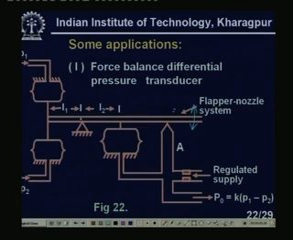Now, if it goes far away, it cannot go far away either, because in that case also this pressure will increase. So, stabilization will come. So, regulated supply is coming, P0 equal to K (P1 minus P2). You see this is P1 and this is P2, coming through two differential pressures, right.